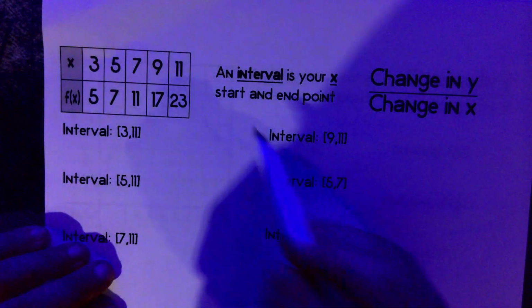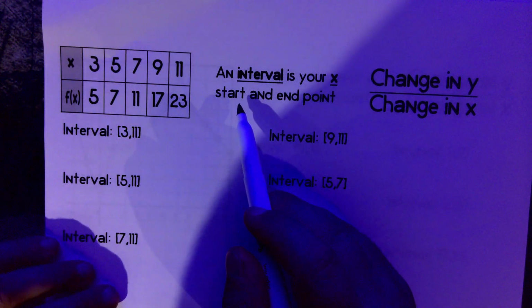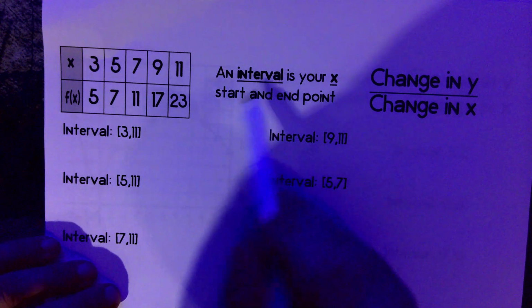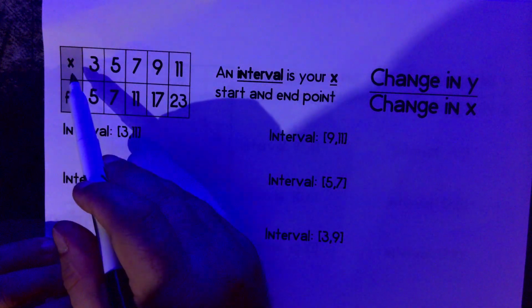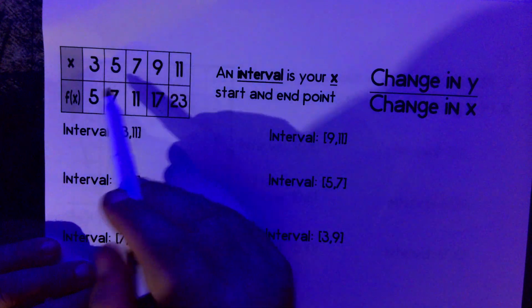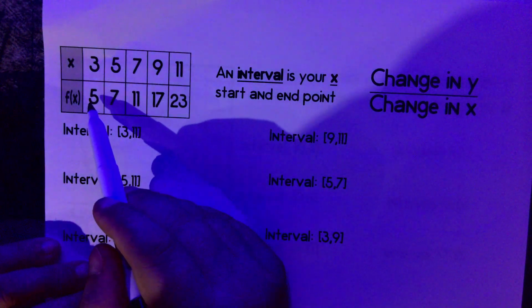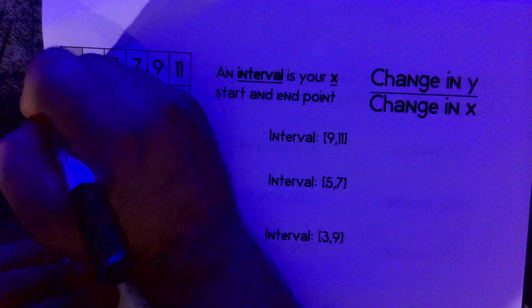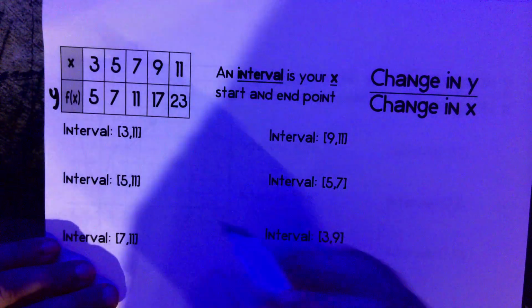First, when you're asked to find the average rate of change, it's going to give you an interval. An interval is simply your x values. So from 3 to 11 is on this table: 3, 5, 7, 9, 11. And then your y values is your f of x. So we're just going to put a little y next to our f of x, just so they know it's the same thing.